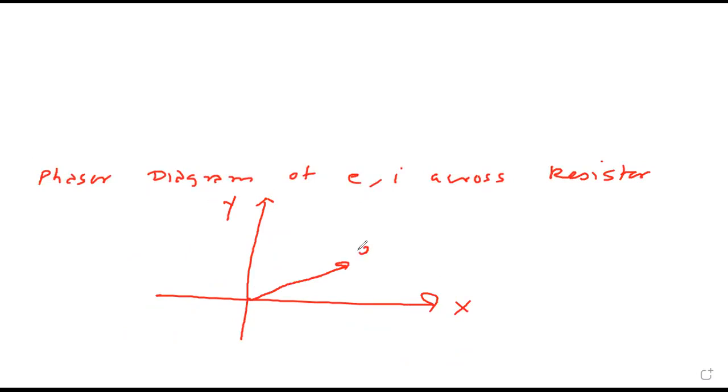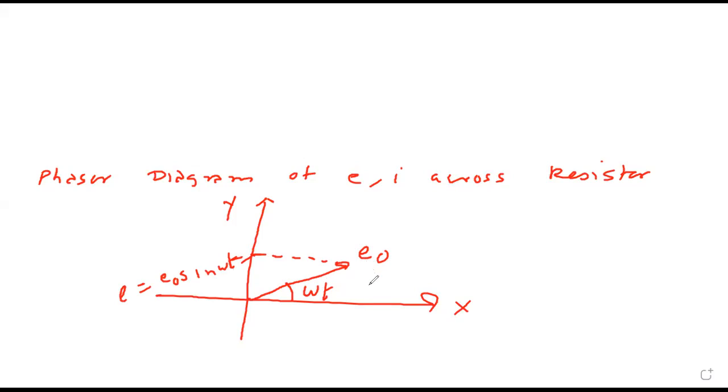So E naught is maximum value. It is E0 sine omega t. So it makes angle omega t with x-axis in anti-clockwise. So when you draw its component on y-axis, you will get E0 sine omega t. So again what I did, I have just drawn one ray at angle omega t. This ray is peak or maximum EMF, then its component on y-axis is E0 sine omega t.